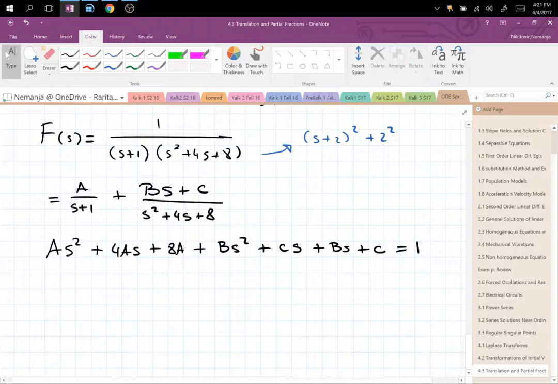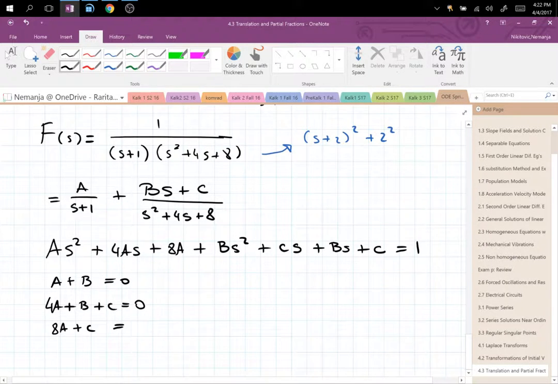everything equal to 1. So I have A plus B equals 0, that's for s squared. Then 4A plus B plus C is equal to 0 again, and 8A plus C is equal to 1. It's going to be faster for me to do this by hand than to plug it into the calculator. You can plug it into a calculator.